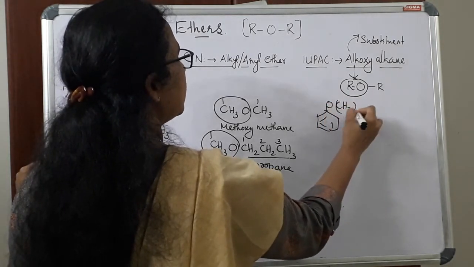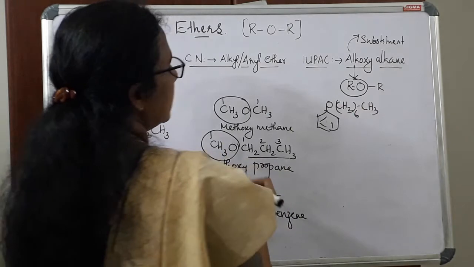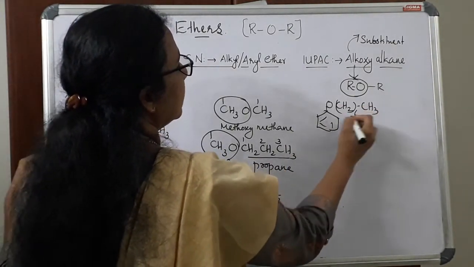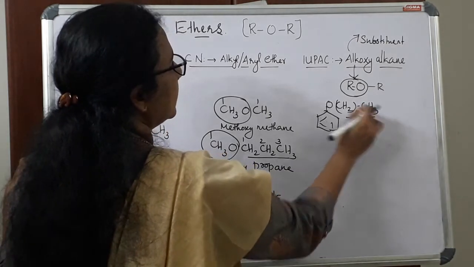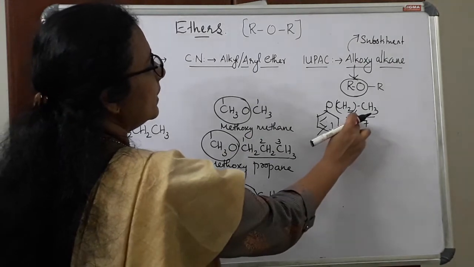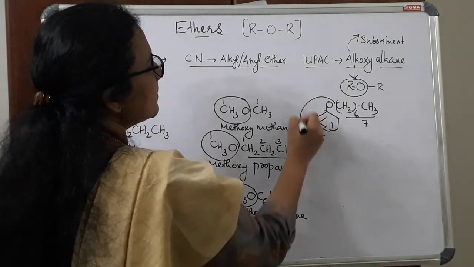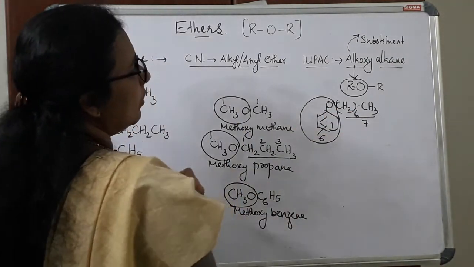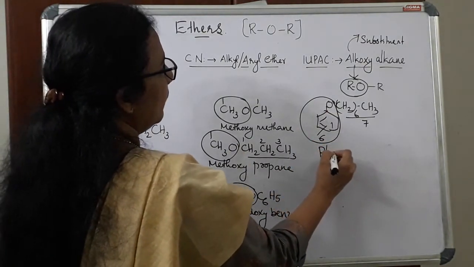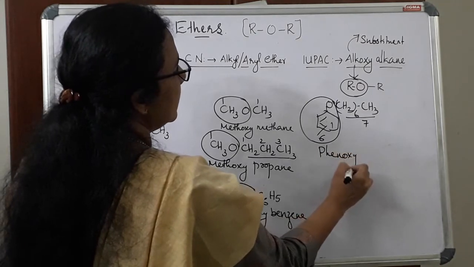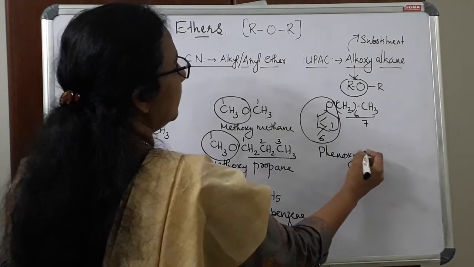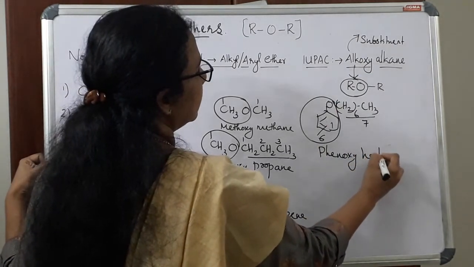OC, CH2 6 times, CH3. So here 6 plus 1, 7 carbon atoms are there. Here there are 6 carbon atoms. So this will be the alkane part and this part will be the alkoxy part. Here there is a phenyl group, so we will write it as phenoxy, and this has 7 carbon atoms, so it will be phenoxyheptane.